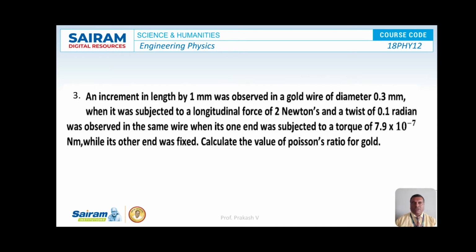Next, the problem number 3. An increment in length by 1 mm was observed in a gold wire of diameter 0.3 mm when it was subjected to a longitudinal force of 2 newtons and a twist of 0.1 radian was observed in the same wire when its one end was subjected to a torque of 7.9 into 10 to the power of minus 7 Newton meter, while its other end was fixed. Calculate the value of Poisson's ratio for gold. So we have to calculate what is the value of sigma or Poisson's ratio.